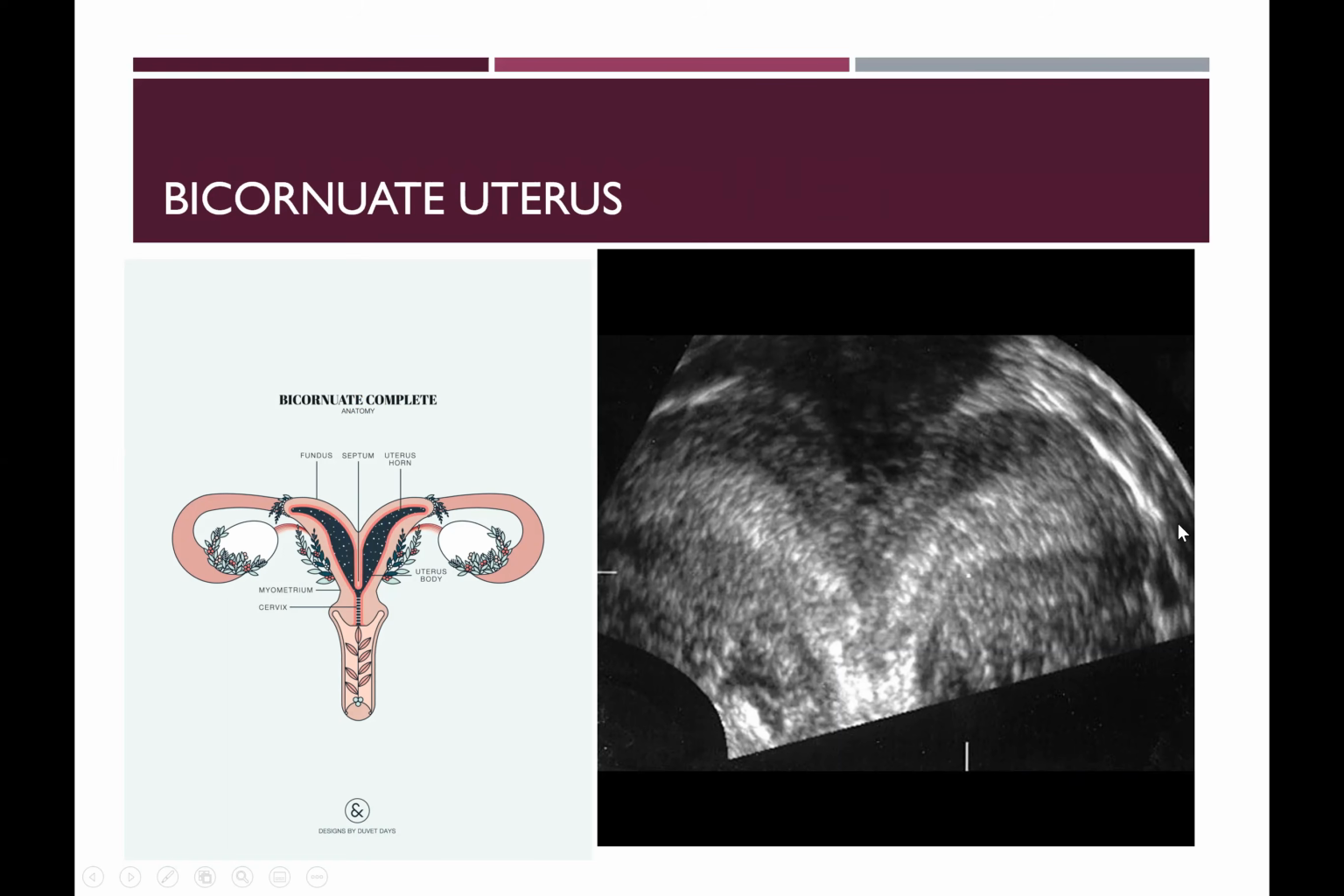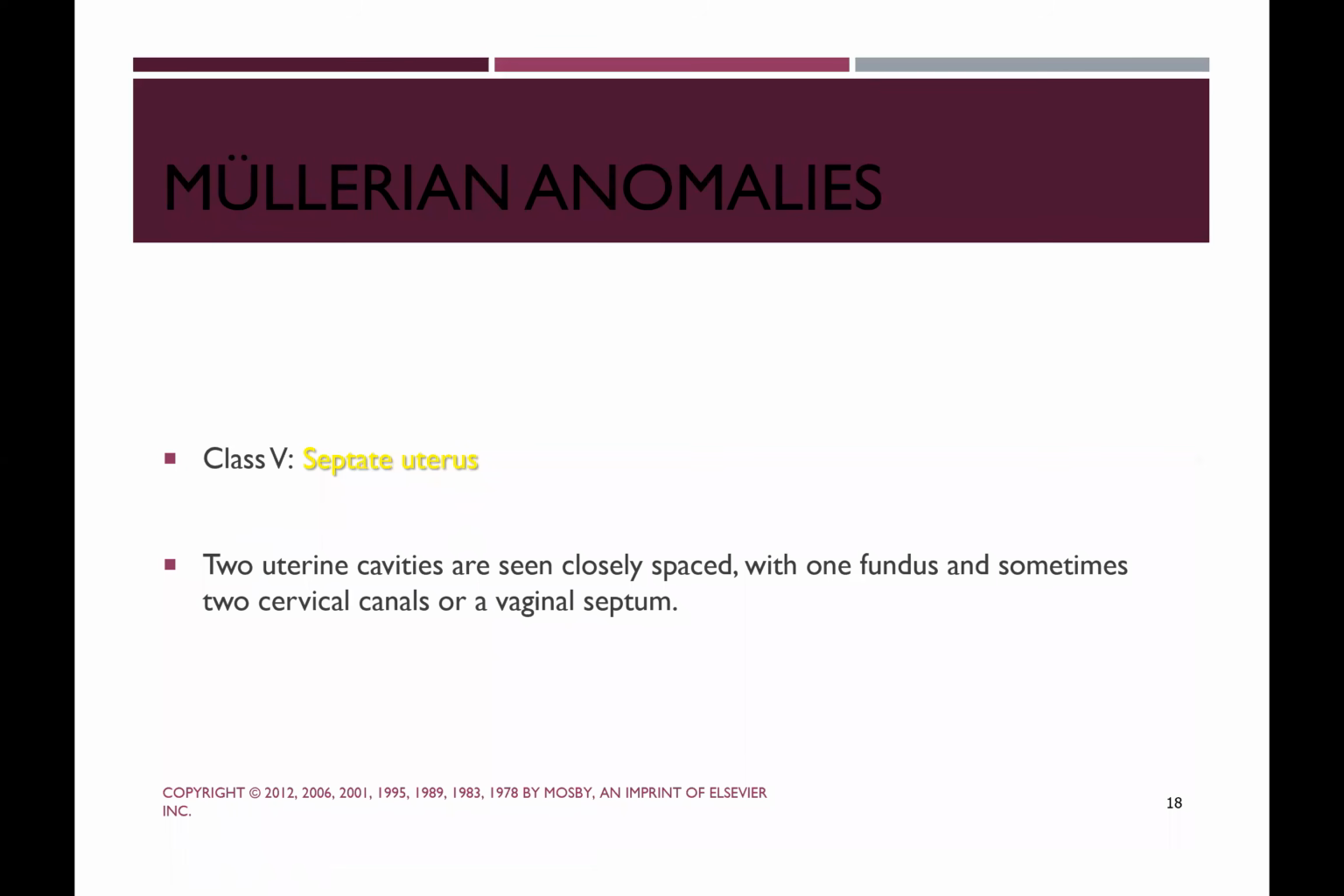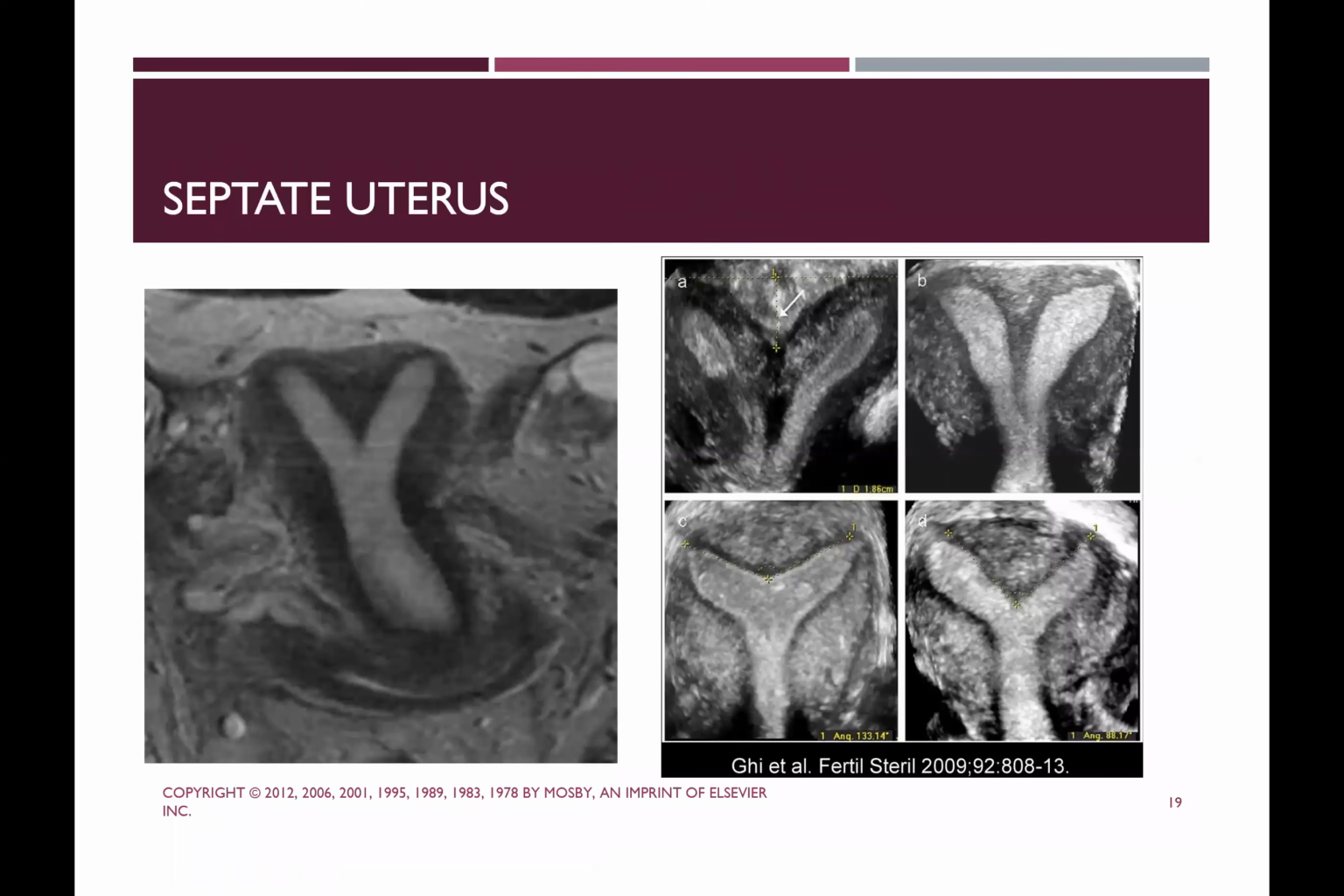This is a coronal image of the uterus. Okay, so septate uterus: this is two uterine cavities that are seen closely spaced with one fundus, sometimes two cervical canals, or even a vaginal septum. So a septum just goes straight through the endometrium.